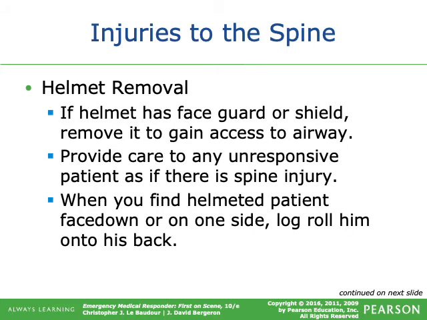Alright, if the helmet has a face guard or shield, remove it to gain access to the airway. We just talked about that. Provide care to any unresponsive patient as if there is a spine injury. When you find a helmeted patient face down or on the side, log roll him onto his back.